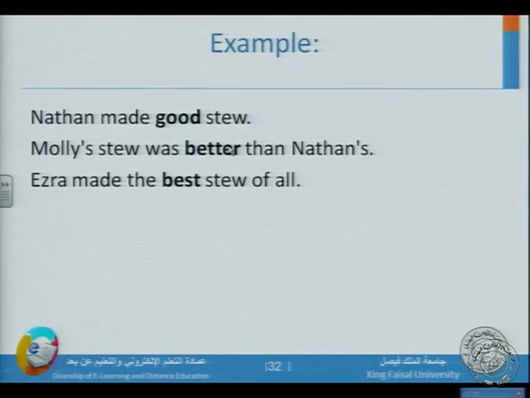هذه بعض الأمثلة استخدامات irregular adjective. Nathan made good stew. Good stew. لاحظوا هذه بنسميها adjective. It describes nouns. Molly's stew was better than Nathan's. Better, أفضل من, than. Ezra made the best stew of all. The best stew of all. Okay? So, hopefully you have got the main points of comparative and superlative.